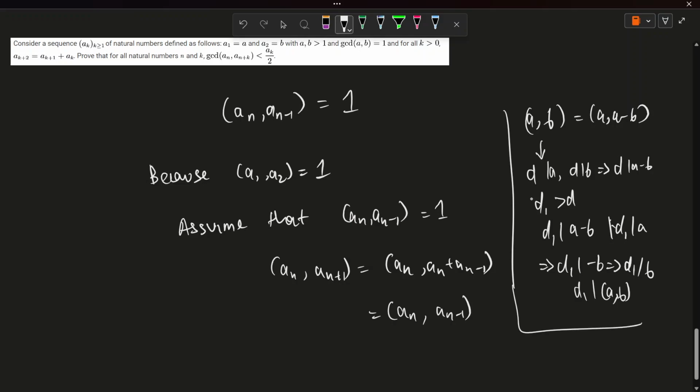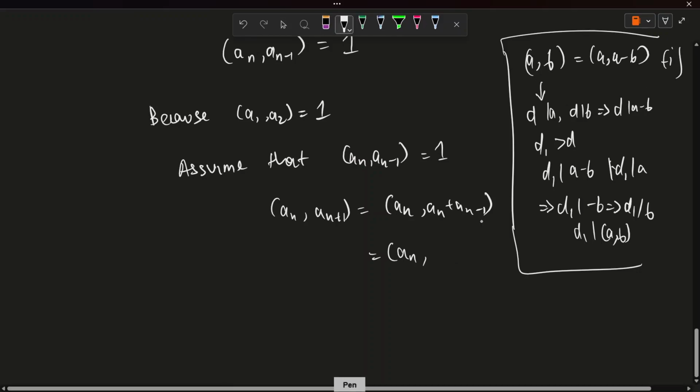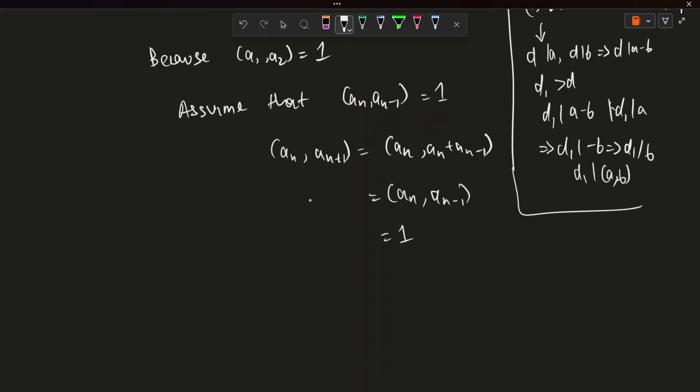So this proves the result, and we are going to use many similar results like this. This is a common structure for a proof of what we are doing. Applying this same lemma here, GCD of a_n, a_n plus a_{n-1} equals GCD of a_n, a_{n-1}, but this is equal to 1 by the induction assumption. So we have proved that GCD of a_n, a_{n+1} is equal to 1. Hence by induction, GCD of a_n, a_{n-1} equals 1 for all n.